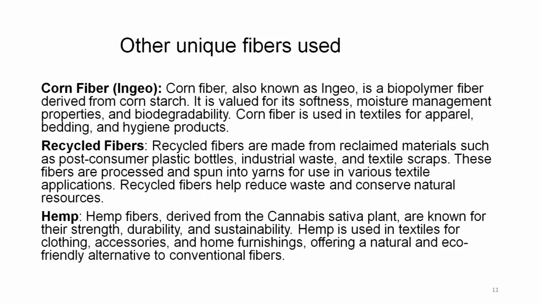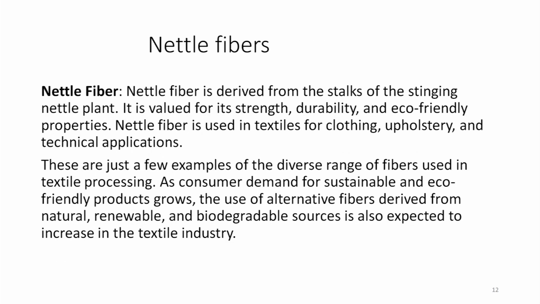Hemp. Hemp fiber is derived from the Cannabis sativa plant and is known for its strength, durability and sustainability. Hemp is used in textiles for clothing, accessories and home furnishing, offering a natural and eco-friendly alternative to conventional fibers. So, there are a variety of fibers which can be used.